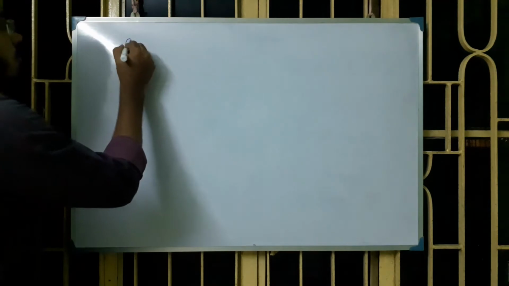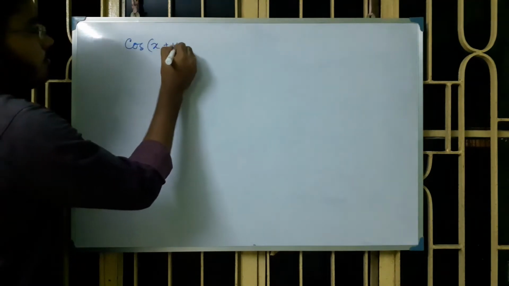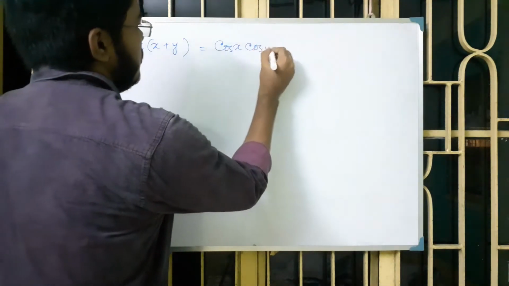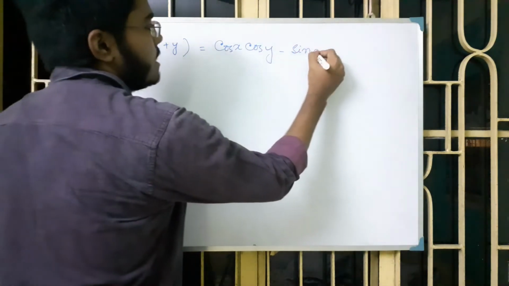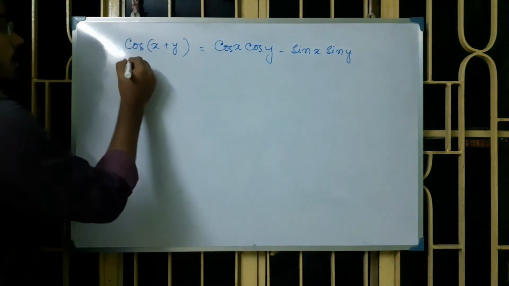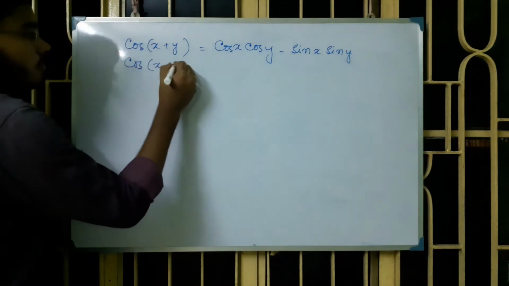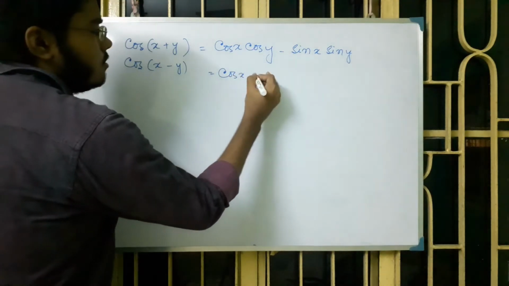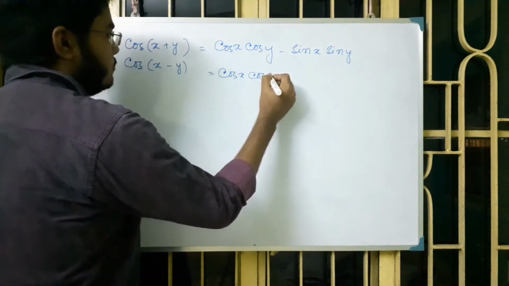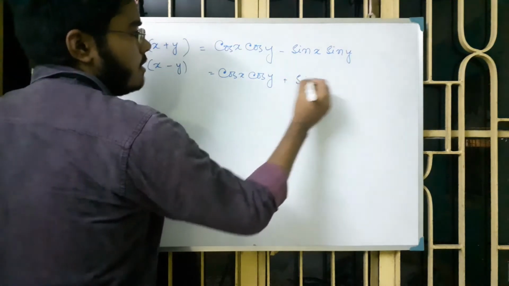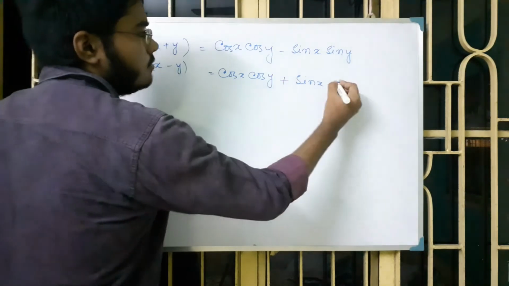So what is cos(x+y)? It is cos x cos y minus sin x sin y. We have already learned this in the previous videos. And what is cos(x−y)? Just put minus y instead of y. So cos x cos y, cos of minus y is cos y, and sin x times sin of minus y means minus sin y, that's why this is plus.